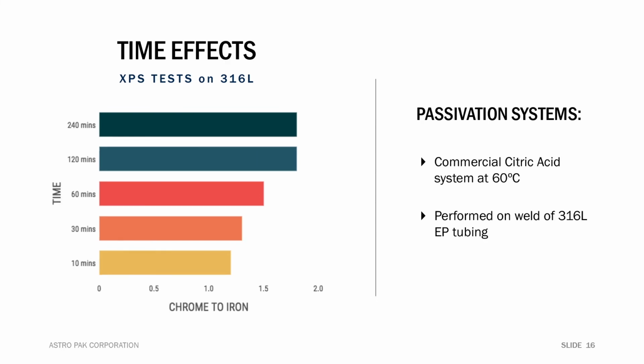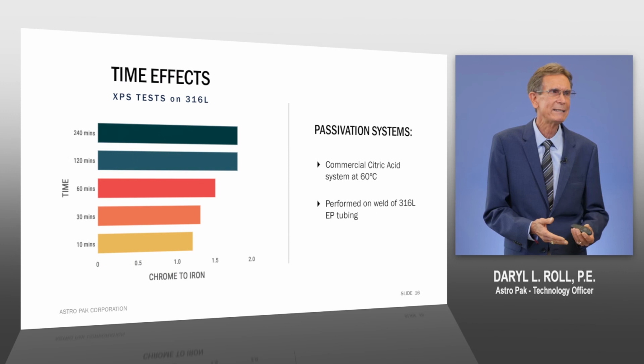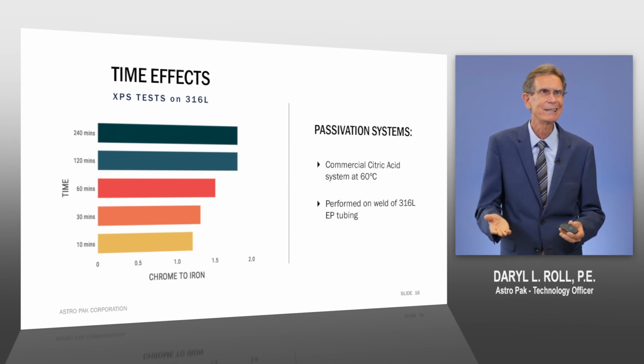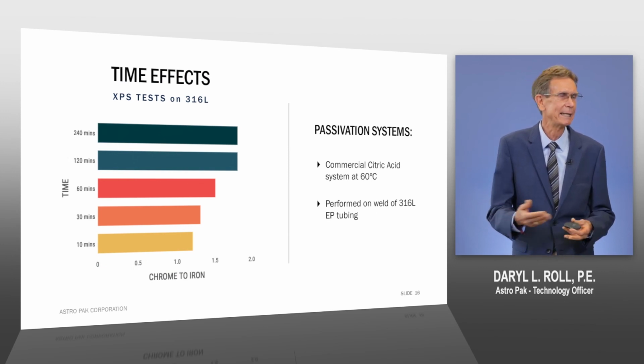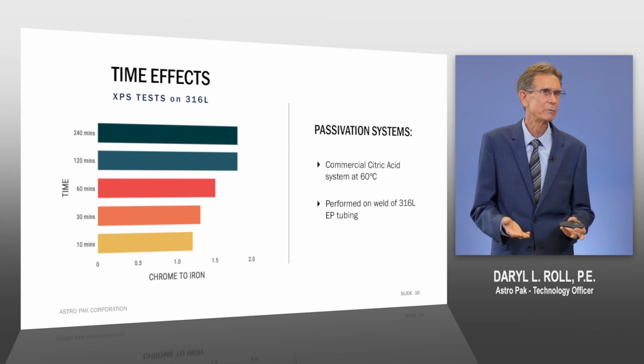The next series of tests has to do with using citric acid at 60 degrees C, but at different time frames. So one of the things that's important here is to run the citric acid passivation process long enough. For instance, we have a competitive product company that sells citric acid as a passivator for 10 minutes. When we test at 10 minutes, what we see is it's nothing better than cleaning again. It's about 1.2 chrome to iron ratio.